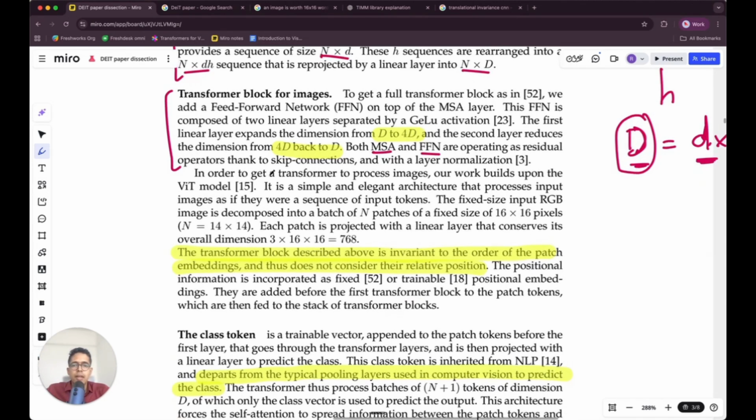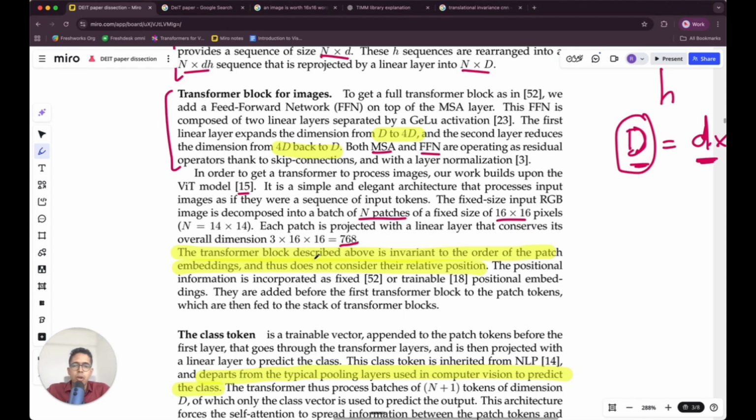In order to get a transformer to process images, our work builds upon the vision transformer model from the vision transformer paper. It's a simple and elegant architecture that processes input images as if they were a sequence of input tokens. So the fixed size input RGB image is decomposed into a batch of n patches. The size of each patch is fixed to be 16 by 16 pixels, and the total number of patches per image will depend on the image resolution. Each patch is projected into a space of 768 dimensions, and a linear layer is used for this.